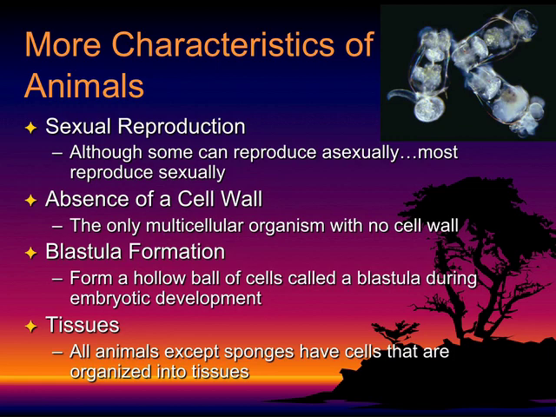Blastula formation. A blastula is going to be a hollow ball of cells. And this hollow ball of cells occurs during embryonic development. That is characteristic to Kingdom Animalia. And also having tissues. So all cells, except for sponges, sponges are the only exception to the rule, all of those have cells that are organized into tissue.